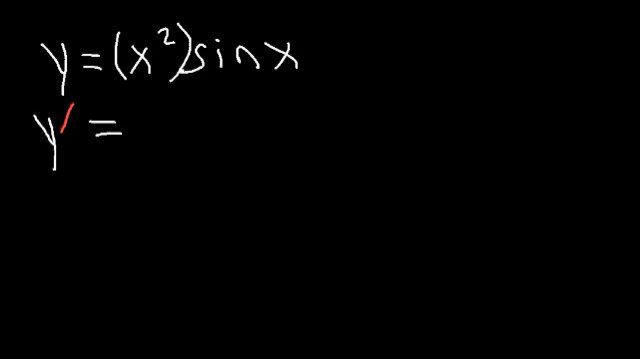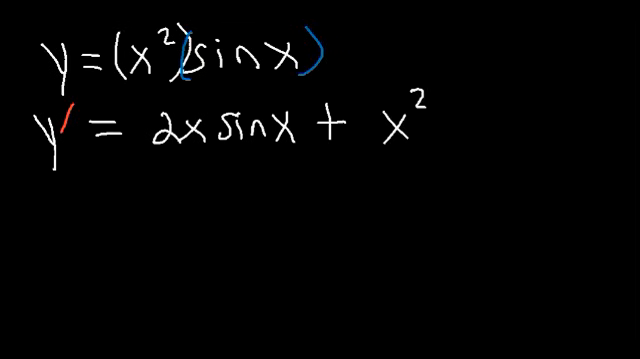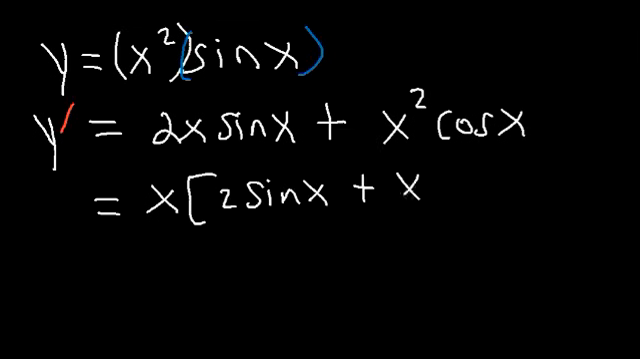Now let's say we want to find the derivative of x squared sine x. So we could use the product rule, or we can use logarithmic differentiation. But let's go ahead and do the product rule first. So the derivative of the first part, x squared, is 2x times the original of the second part, sine x, plus the original of the first part times the derivative of the second part, which is cosine x. So this is the answer. If we want to, we can take out the GCF, which is x, and write it as x times 2 sine x plus x cosine x.